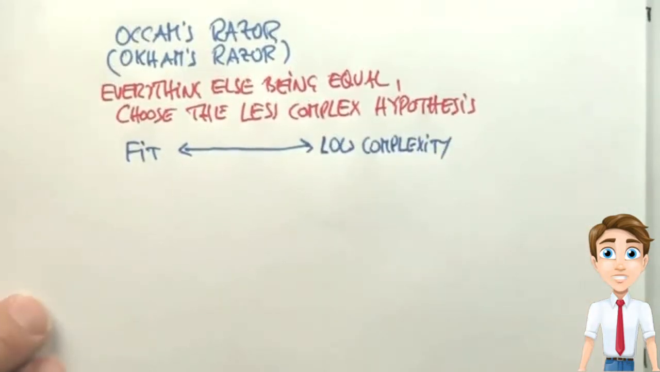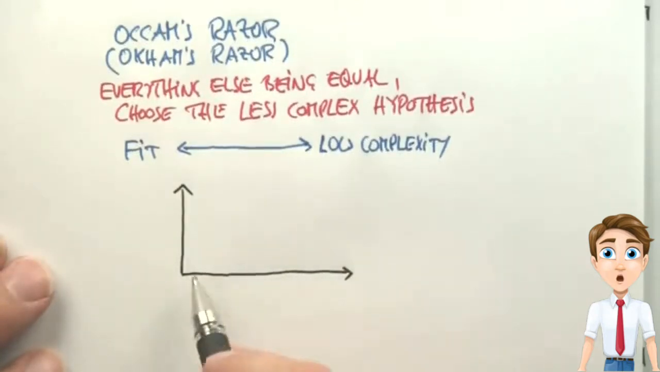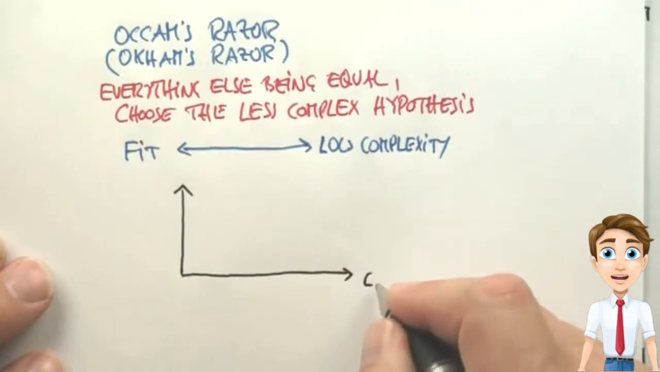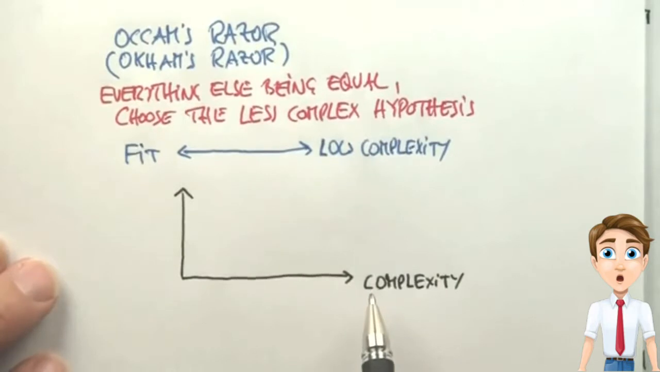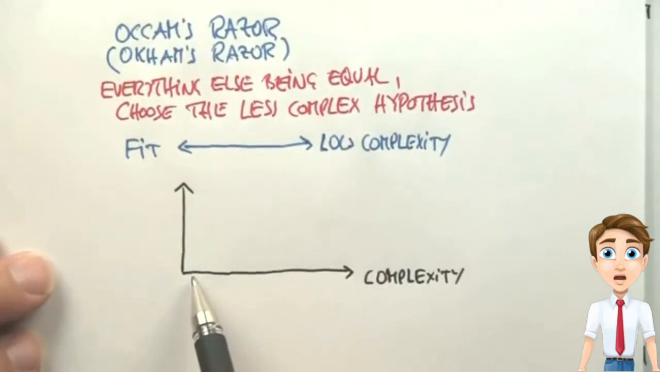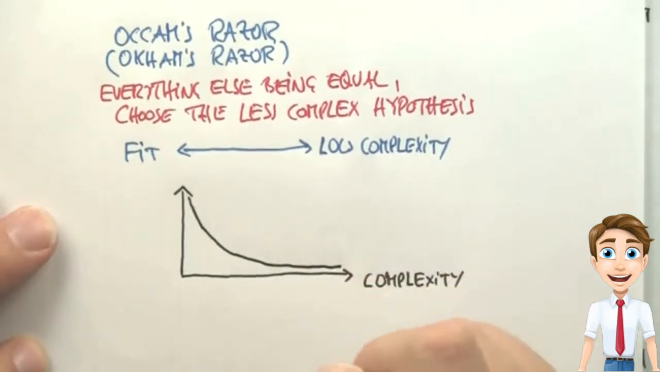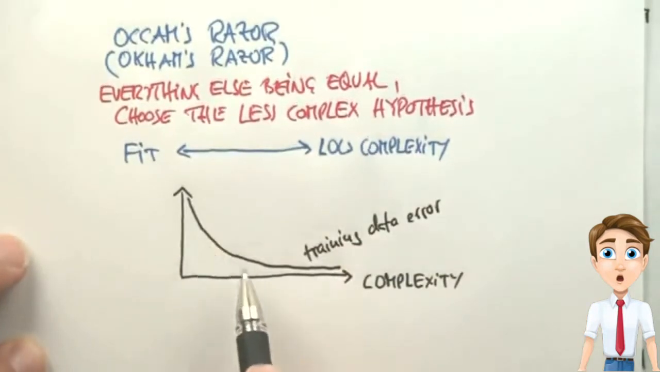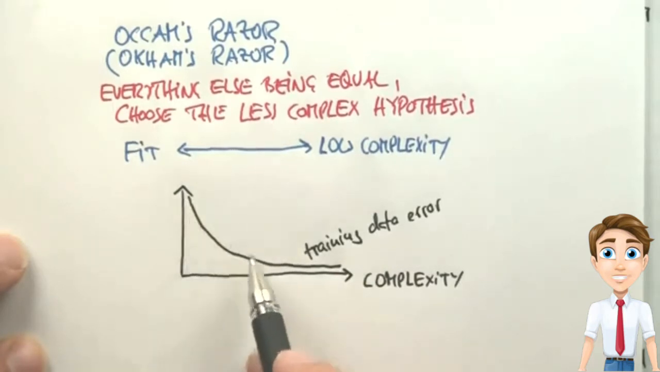Let me illustrate this to you by a hypothetical example. Consider the following graph with the horizontal axis graphs complexity of the solution. For example, if you use polynomials, this might be a high degree polynomial over here and maybe a linear function over here, which is a low degree polynomial. The training data error tends to go like this. The more complex a hypothesis you allow, the more you can just fit your data.